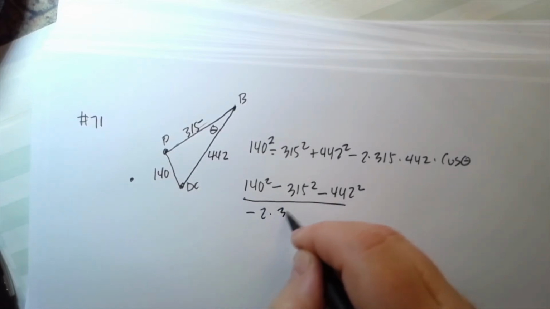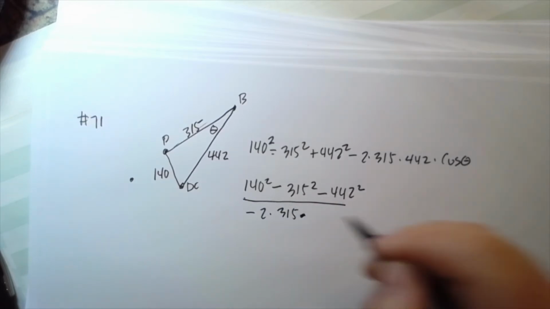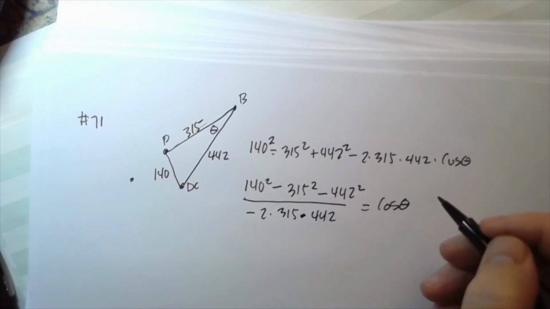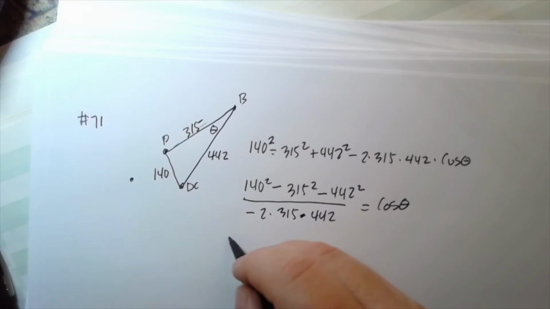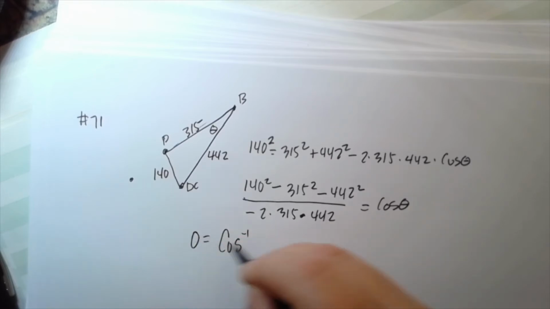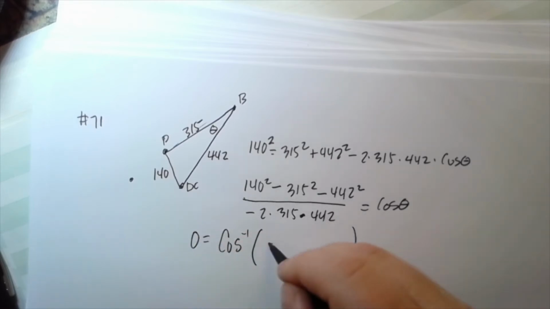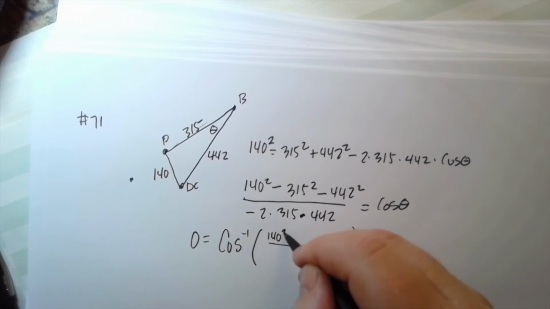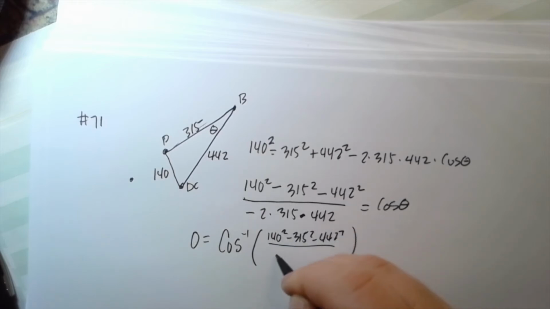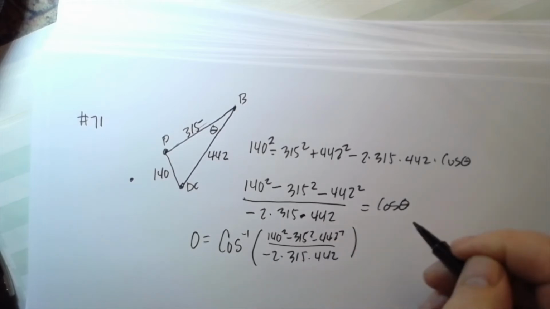Negative 2 times 315 times 442, that's equal to the cosine of theta. So then what we really want to do is, this is a positive number, we're going to have the cosine inverse, this is what theta is, of all of this stuff. So we would have 140 squared minus 315 squared minus 442 squared all over minus 2 times 315 times 442.